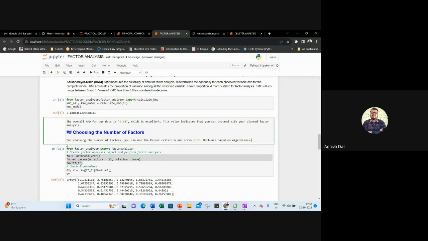So it indicates that you can proceed with your factor analysis, and now we have a new problem to face, which is how to choose the number of factors. One, you can use the Kaiser criterion. Second, you can use the scree plot. Most of them are based on eigenvalues. So first of all, let us check out the Kaiser criterion.